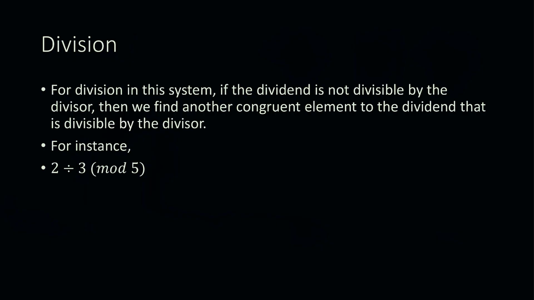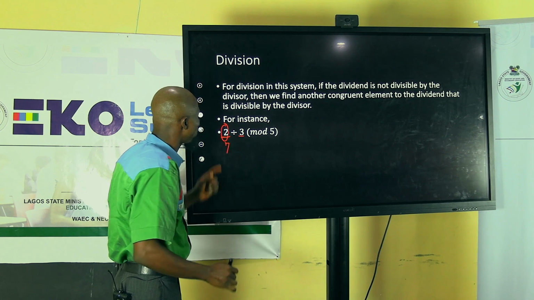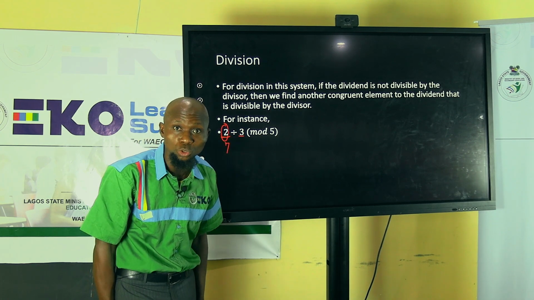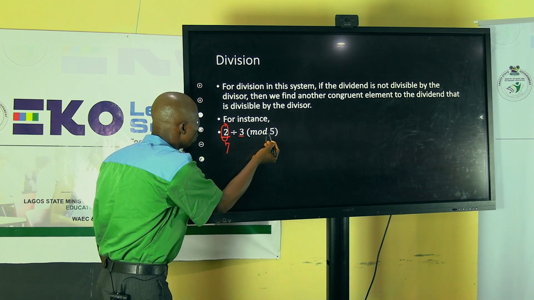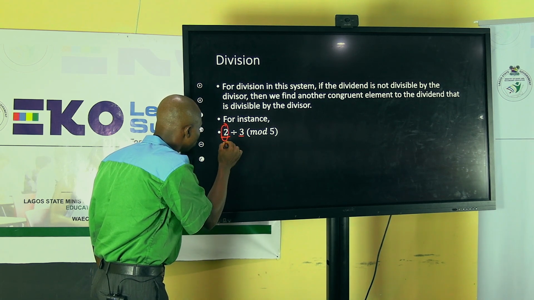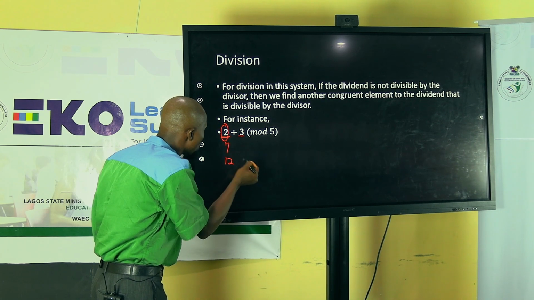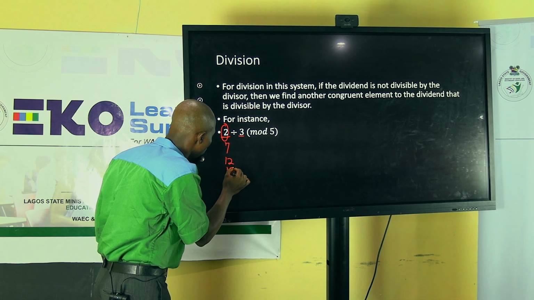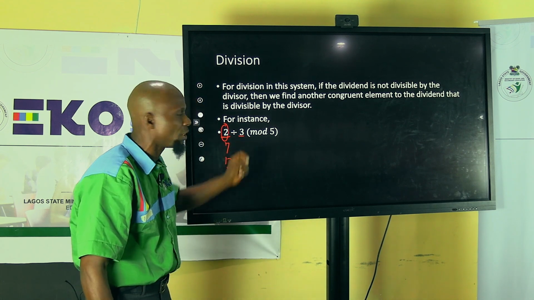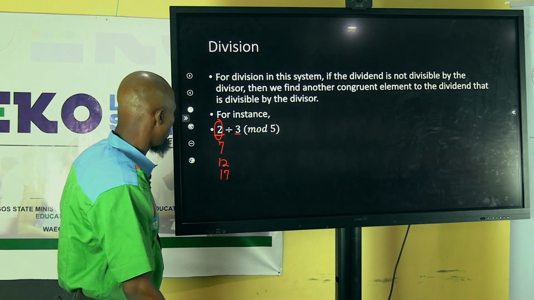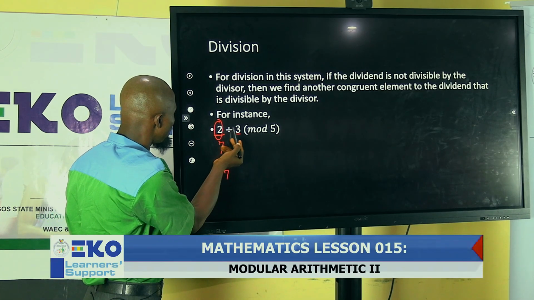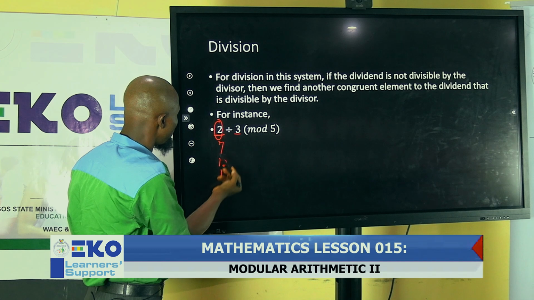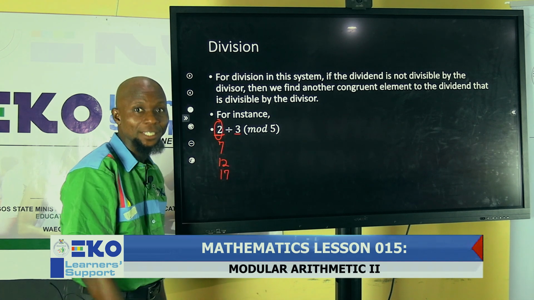You know, 2, when you add 5 to it, we have 7. 7 also belongs to the same class with 2. The same thing, when you add 5 to 7, we have 12. When you add 5 to 12, you have 17, and so on. So which one will be divisible by 3? Let's see that. 2 is not divisible by 3, 7 is not divisible by 3, but 12 is divisible by 3.